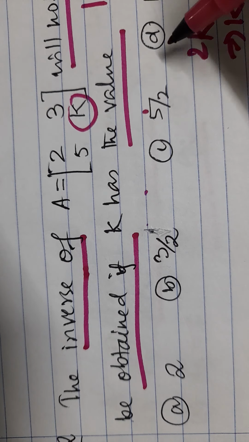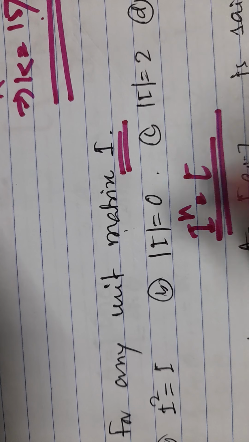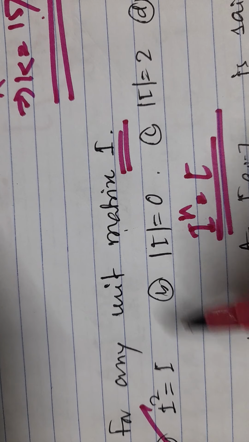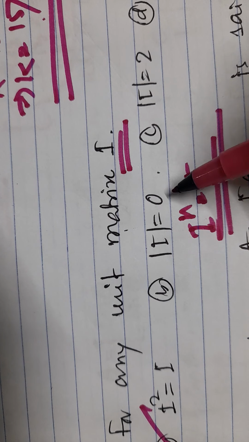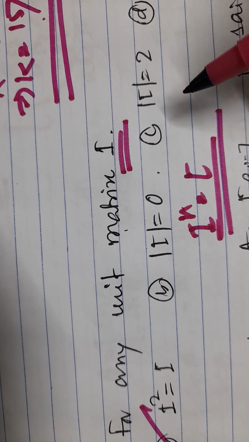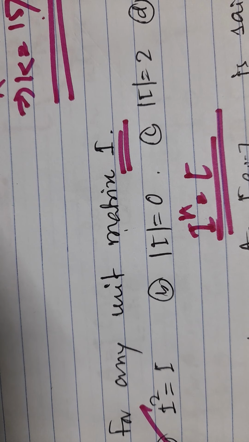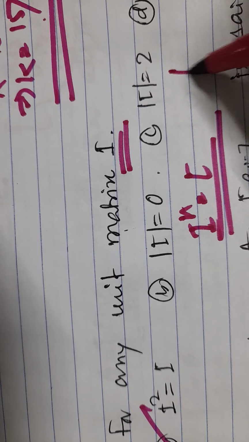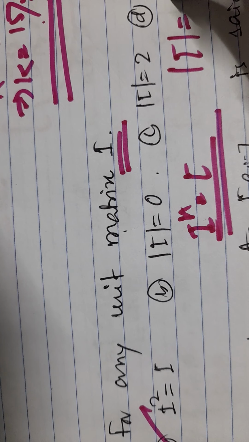Next question: for any unit matrix I of any order, the power I to the power n is always I. Every time you will get this. So which option is correct? I square is equal to I. Determinant of a unit matrix is 1. It is not 2, not 5, not 0. Determinant of any unit matrix is always 1.